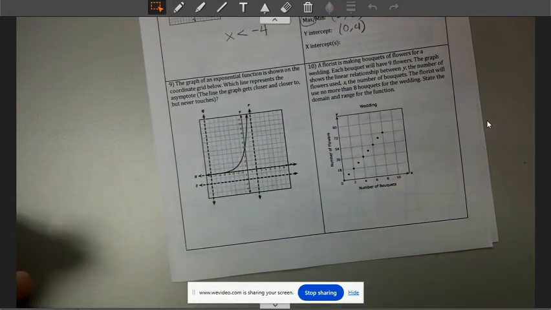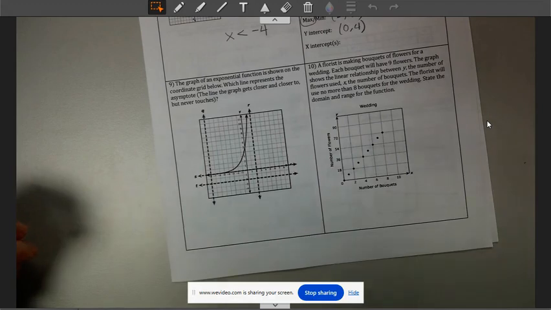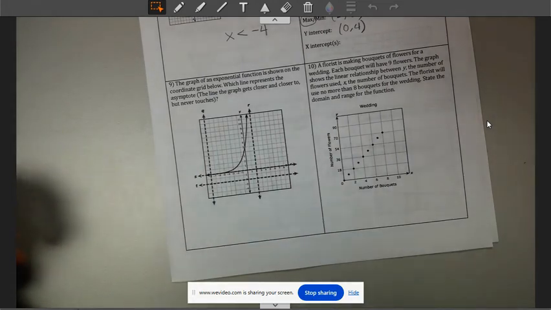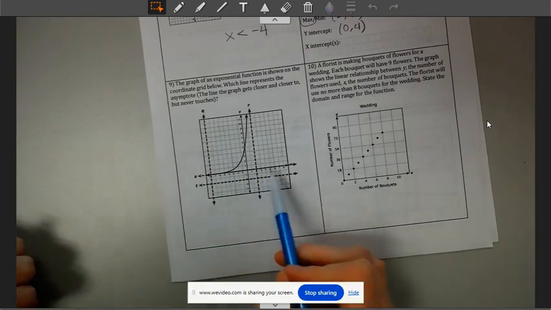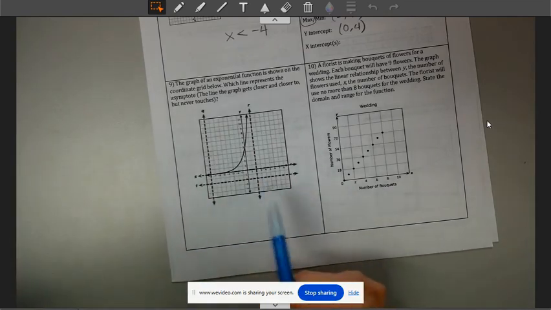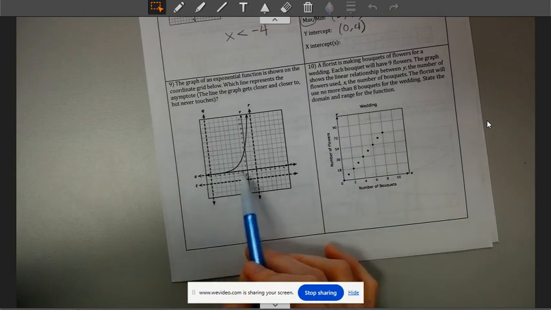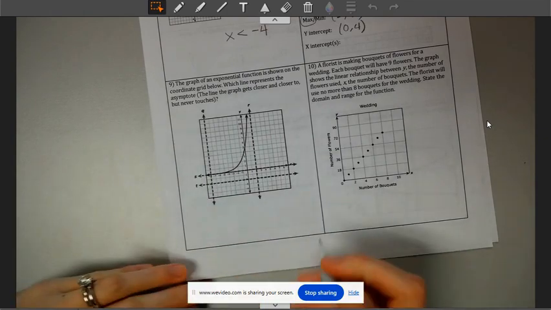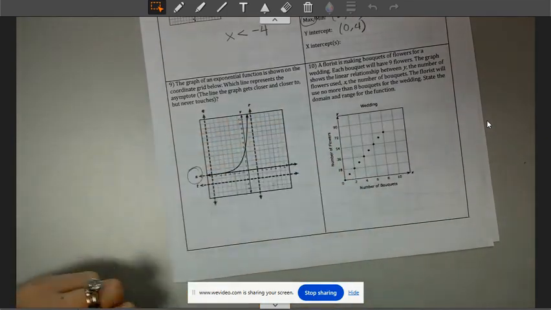Number 9, the graph of an exponential function is shown on the coordinate grid. Which line represents the asymptote, the line that the graph gets closer and closer to but never touches? Well, we know that that has to be the lower boundary. So the line that it looks like it's getting really, really close to, but we know it's not going to touch, is going to be line S here.